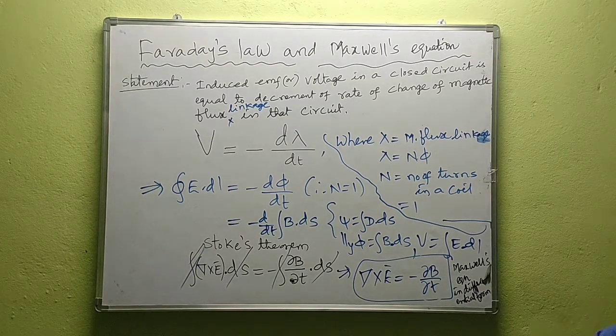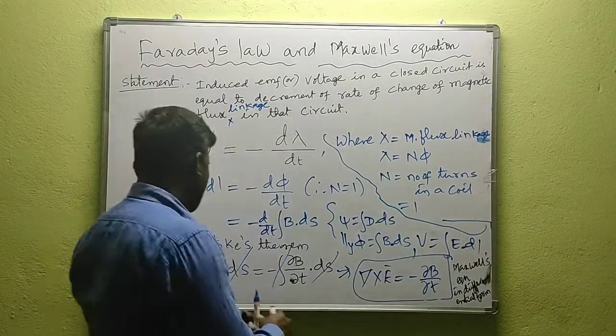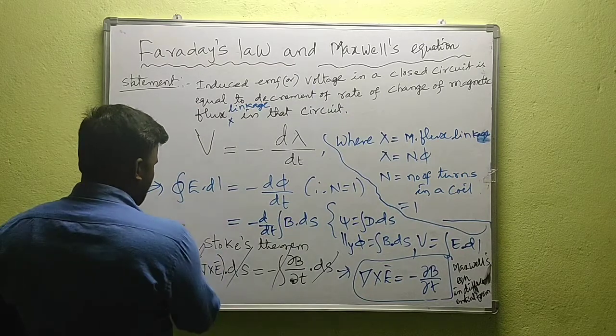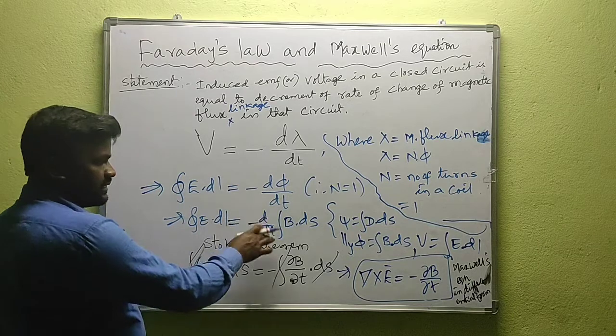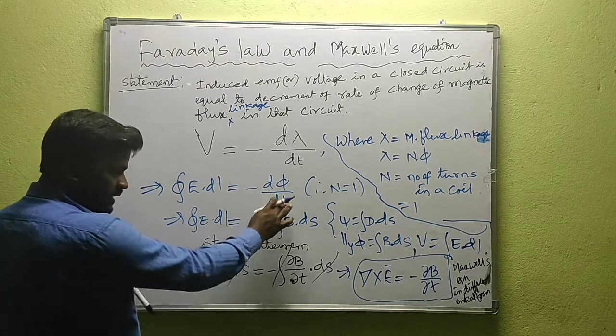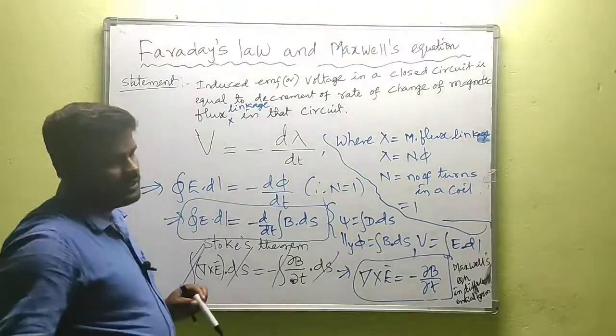Okay, so what about in integral form? Before this we have the integral form, that is nothing but what? Here we have, what is that? Integral E dot dl is equal to minus, or else minus d by dt integral B dot ds. This is nothing but what? Maxwell's equation in integral form.